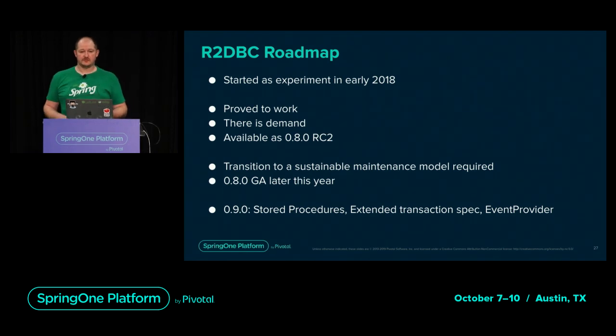We are looking forward to transitioning R2DBC into a sustainable maintenance model, because all this still started as an experiment, and now we have to find a model for how we can sustain the maintenance, how we can bring R2DBC into production, and we expect to release a GA release of 0.8 later this year.